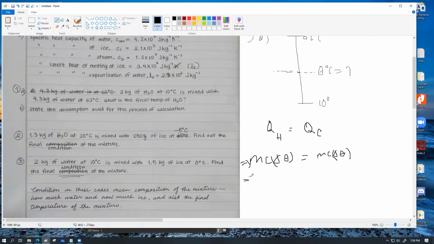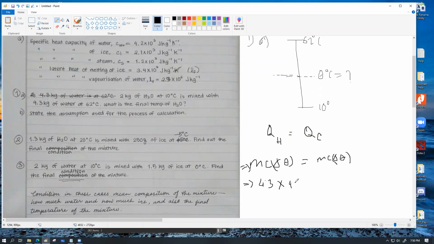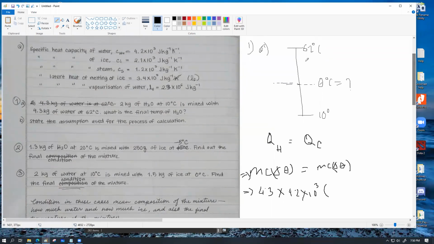What is the mass of the hot water in this case? This was 4.3 kg, so let's write that up. 4.3. The specific heat capacity of water is 4.2 into 10 to the power 3 joule per kg per Kelvin, which is a constant, so I might as well write 4.2 into 10 to the power 3. And the temperature drop for the hot water is going to be from 62 down to theta. So the hot water starts at 60 degrees Celsius and falls to 30 degrees Celsius.